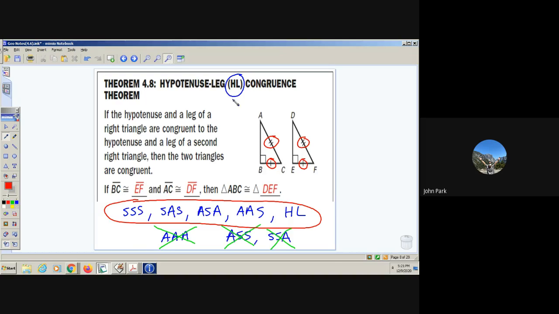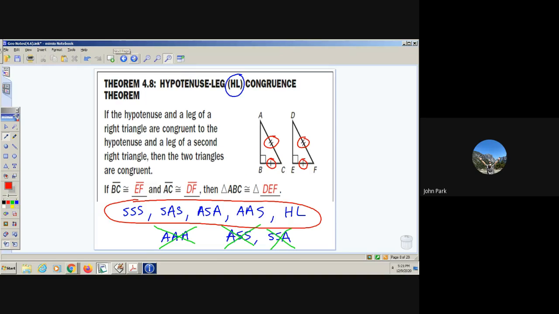So how do we use hypotenuse leg to show the two triangles are congruent along with the SSS, SAS, ASA, AAS, and now we have HL. Remember, you cannot use AAA, right? You cannot use ASS, which is backwards of SSA. So don't use your ASS to show two triangles are congruent. But now you have these 5 methods to use as a shortcut to show any two triangles congruent.